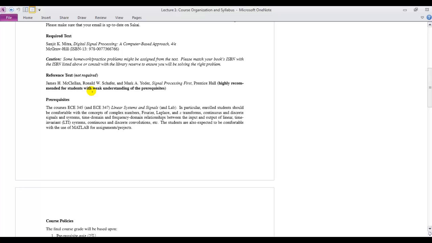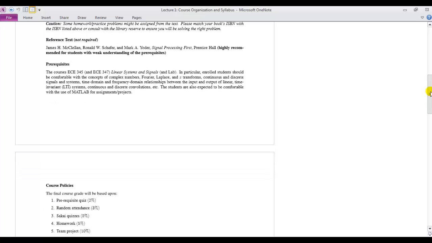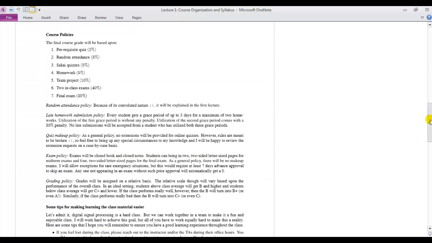Prerequisites: I'm sure if any of you did not clear ECE 345, you wouldn't be sitting here, but I just want to make sure. The prerequisite is the linear systems class. You should have a good understanding of some of the basic material, although we will be doing a very brief but quick review of those concepts. And you should be comfortable with programming in MATLAB.